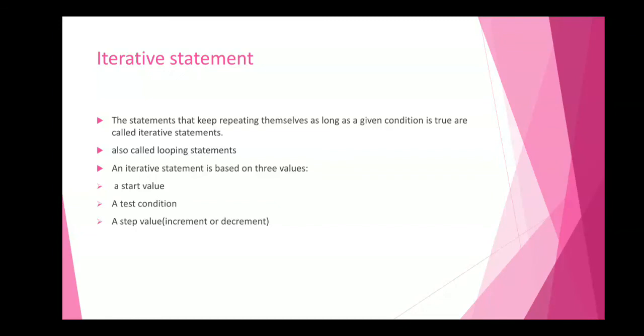Iterative statements, the statements that keep repeating themselves as long as the given condition is true, are called the iterative statements. That means it repeats a set of statements a certain number of times according to the given condition to achieve the result. That is called an iterative statement. It is also called a looping statement or a repetitive statement. As soon as the condition becomes wrong, false, the loop terminates.